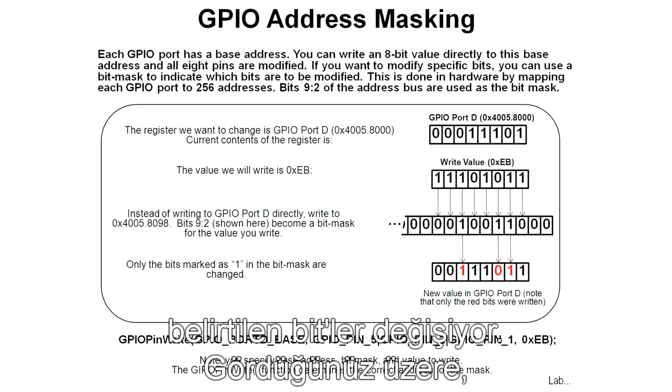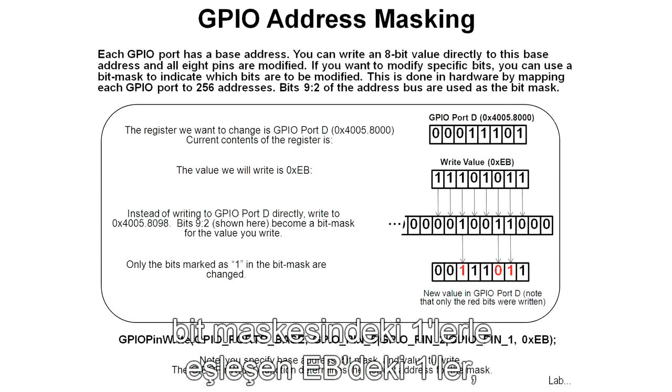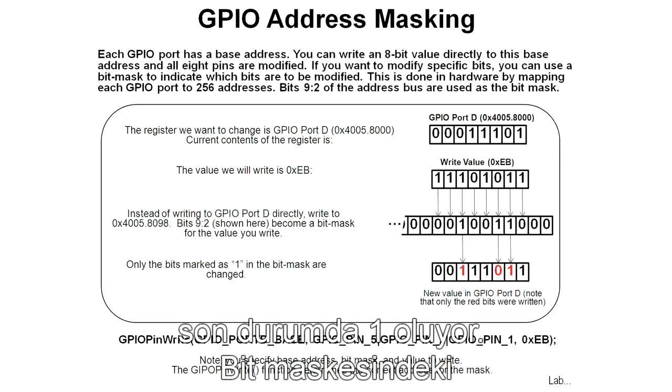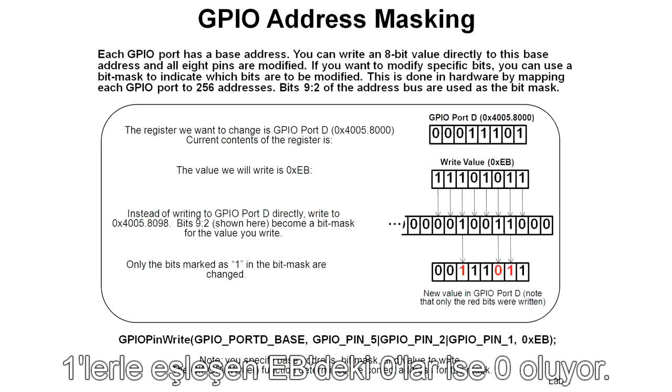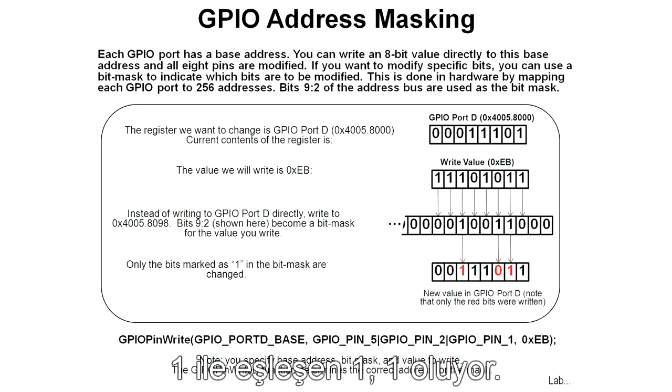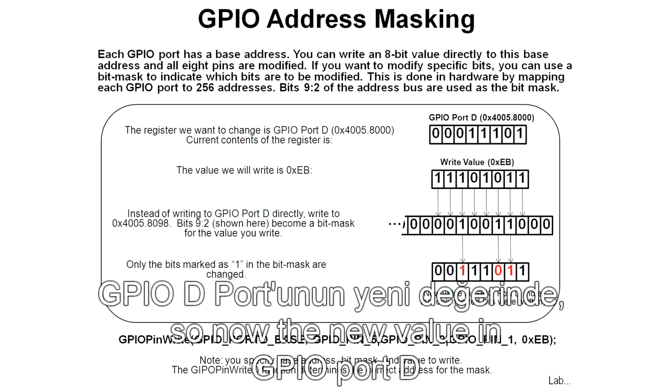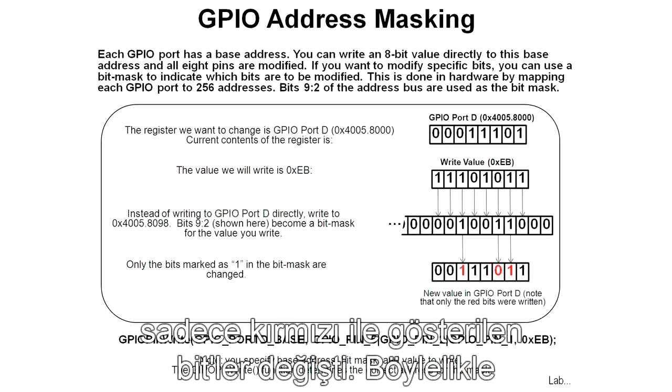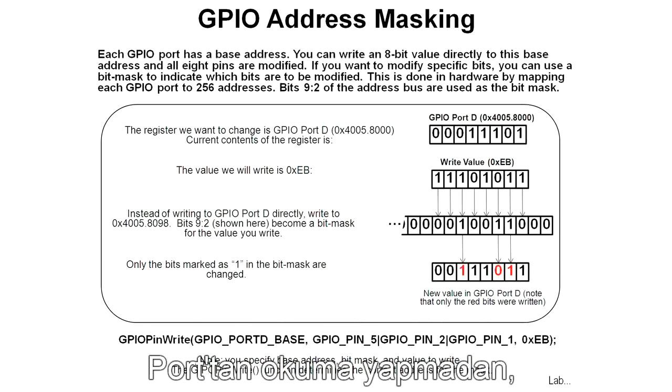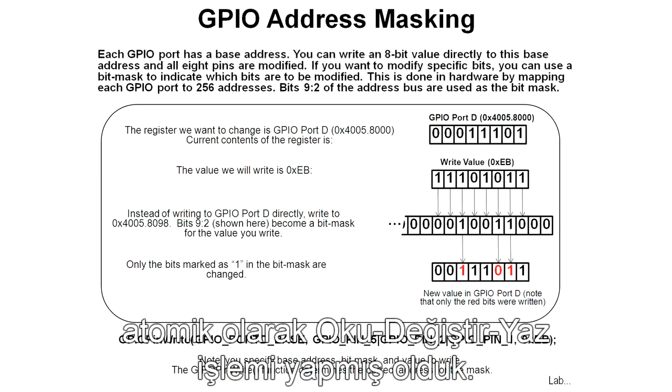So you can see right here that we have the 1 from EB matching up with the 1 in the bit mask writing a 1. The 0 in the EB matching up with the 1 in the bit mask and writing a 0. And lastly, the 1 and the 1 matching a 1. So now the new value in GPIO port D, notice that only the red bits were written. So we did a read, modify, write as an atomic operation without having to read anything back from the port.